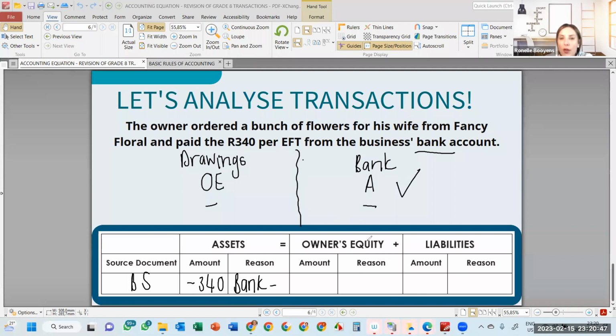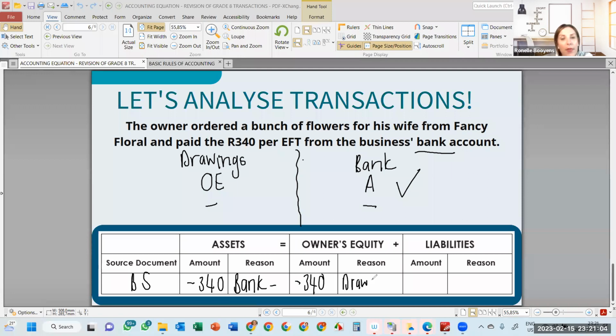Did anything happen to owner's equity? Indeed, there was drawings, and all drawings decrease the owner's equity. There's less for the owner to take out. He's already taken some of the money back. All right, what is the reason?